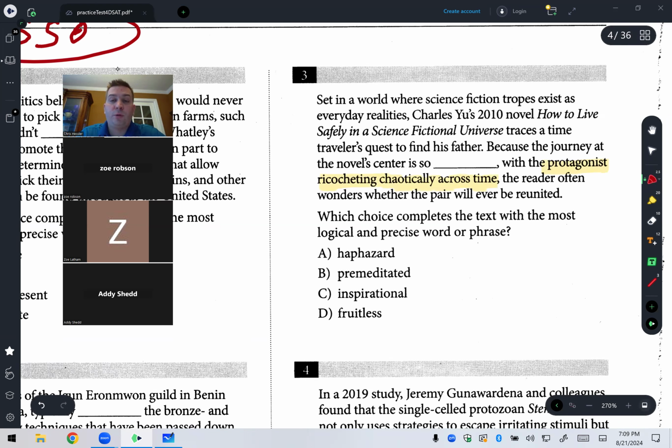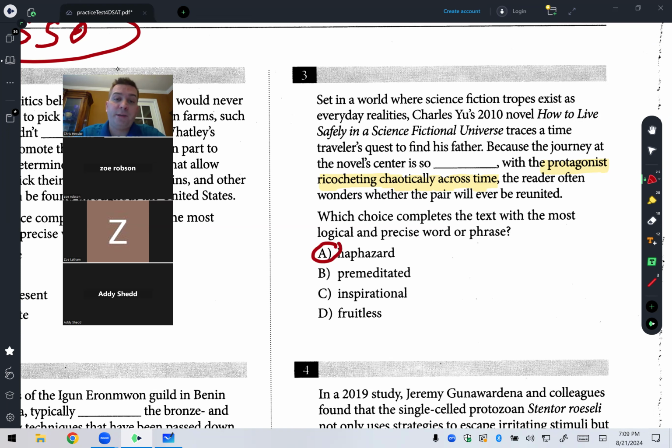I think those words sort of inform which answer choice we should select. I'm going to read the answer choice A back in the sentence. I'm just going to read haphazard in and see if it makes sense. Because the journey at the novel center is so haphazard, with the protagonist ricocheting chaotically across time, the reader often wonders whether the pair will ever be reunited. And that answer choice actually made the most sense.